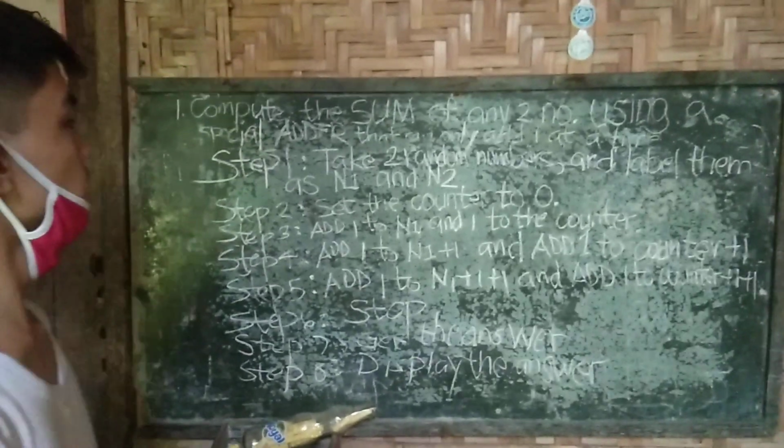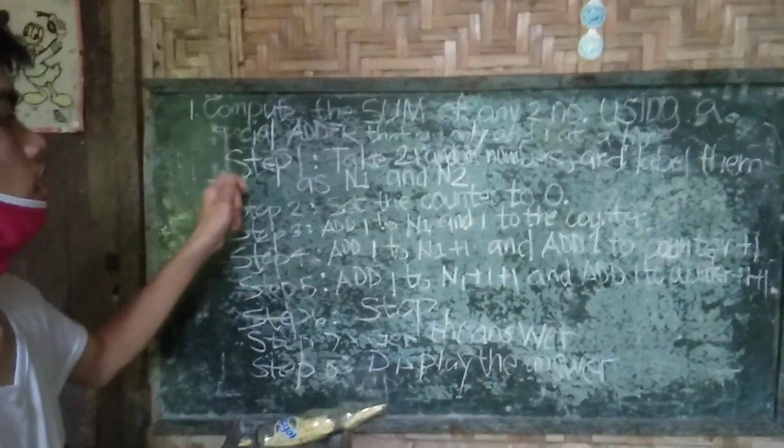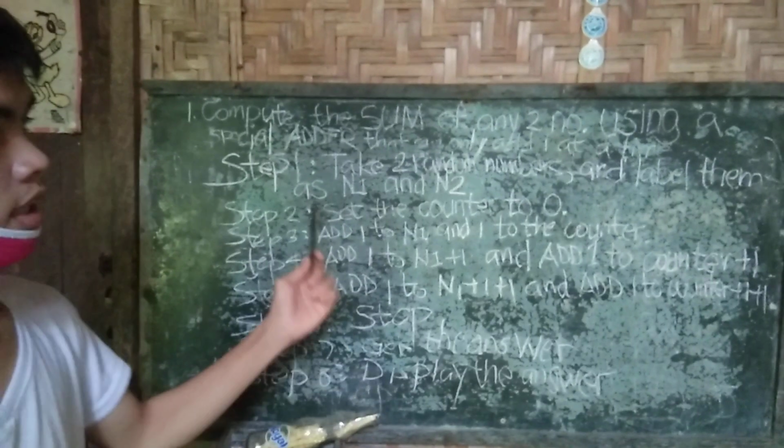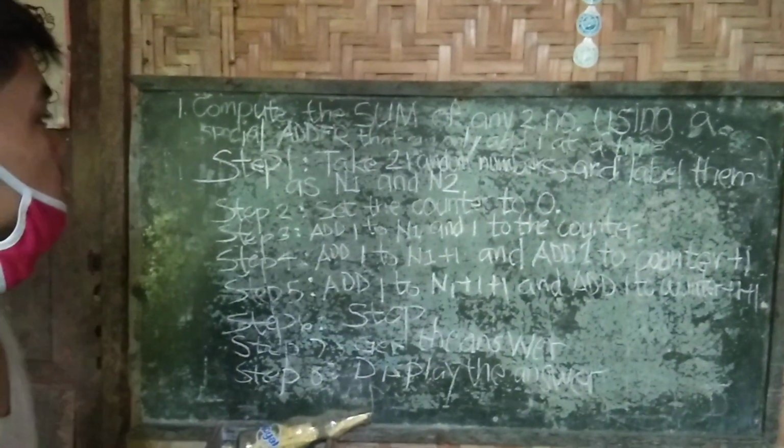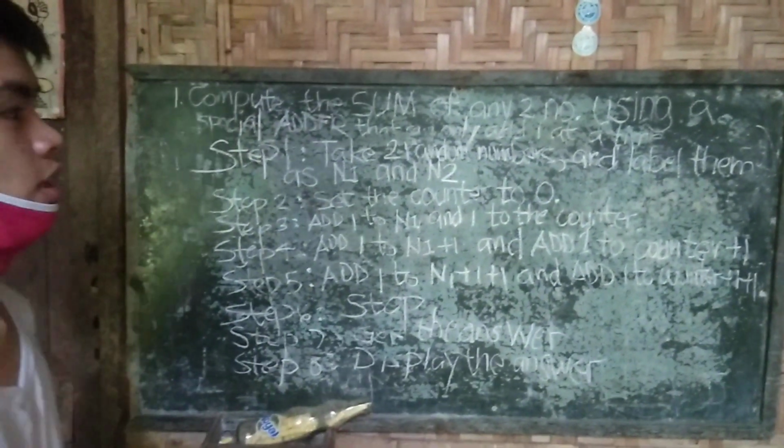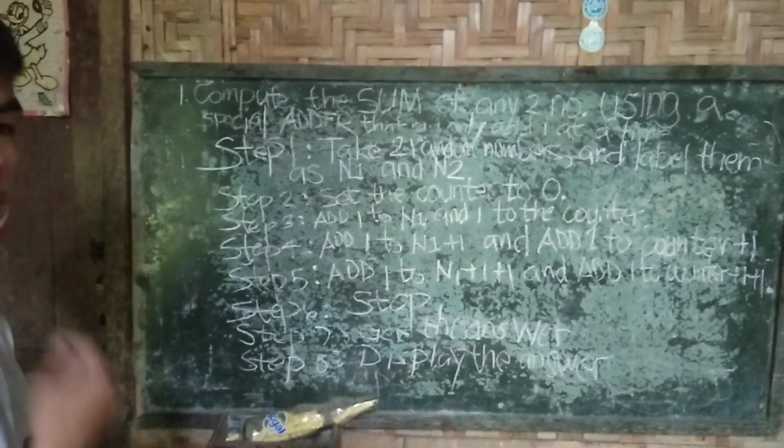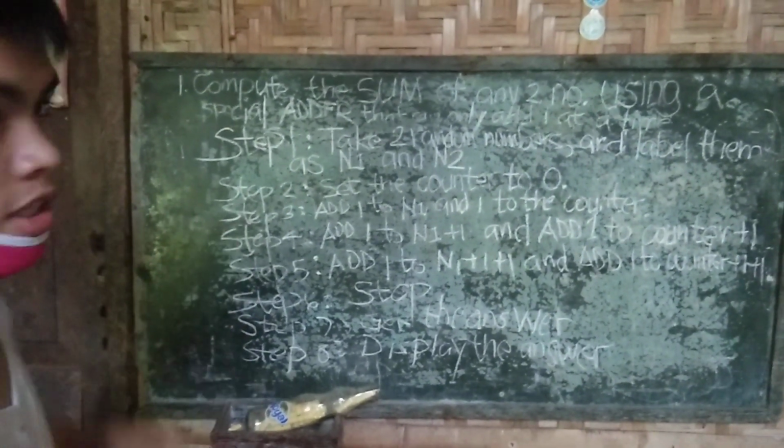Afternoon, sir. I have here the problem number 1. Compute the sum of any two numbers using a special adder that can only add one at a time. So what I did is I did a step-by-step process.